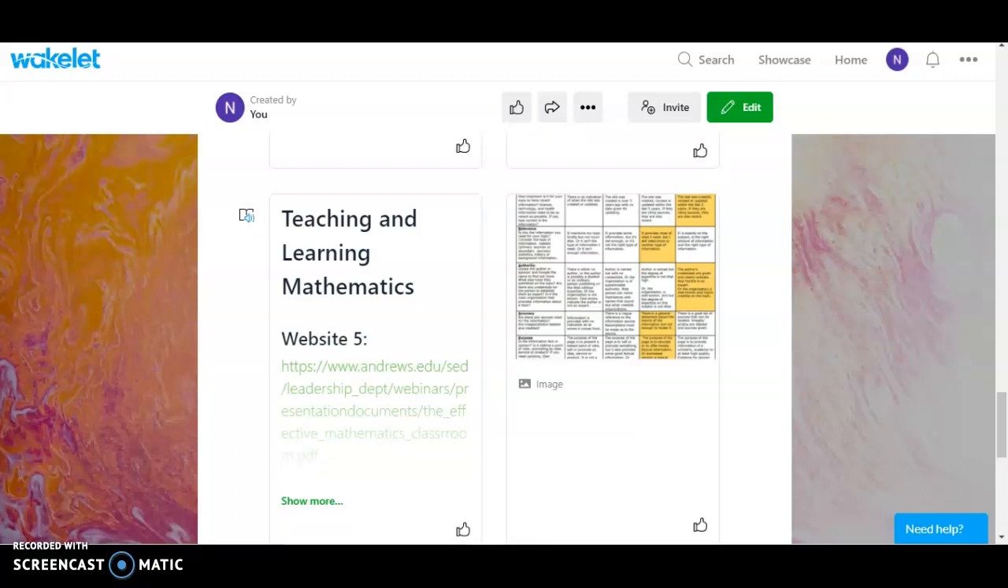Overall, I really liked using the CRAP method. I had never heard of it before now, but it is a great way to make sure that you're finding good information for your topic, and I plan on using it in the future.